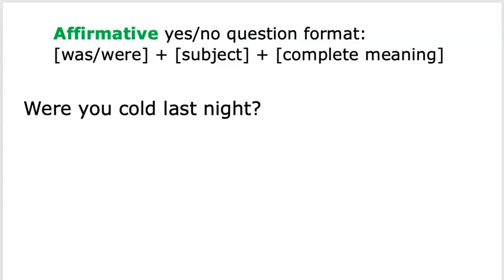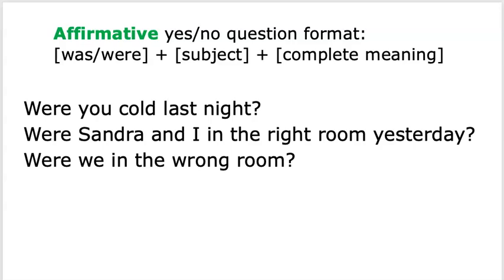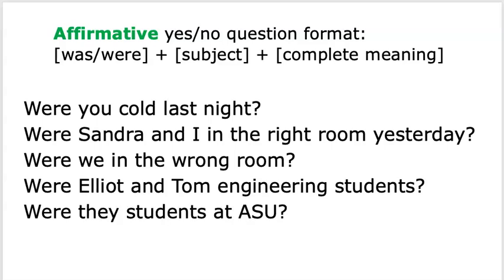Now let's look at sentences using were. Were you cold last night? Were Sandra and I in the right room yesterday? Were we in the wrong room? Were Elliot and Tom engineering students? Were they students at ASU?